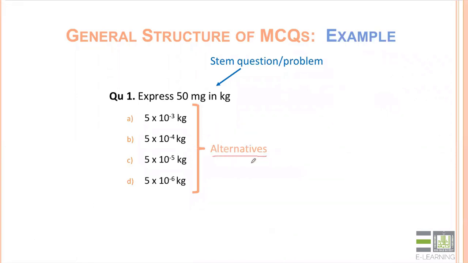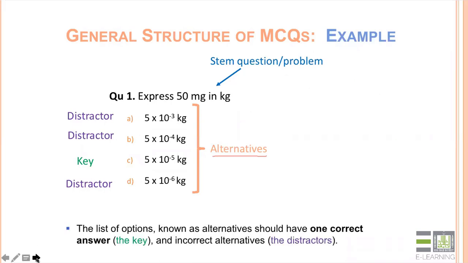If we have a look at the options, these are known as alternatives. So within the multiple choice item, you'll have a list of alternatives that the students can select. Now, the alternatives are usually presented vertically, not horizontally, and preferably in numerical or chronological order to make it easier for the students to read and also to answer the question. Within the list of alternatives, you would usually have the key answer, and then the list of distractors as well. And the list of options should have one correct answer only. But if you notice, the distractors are also plausible answers, even though they are incorrect.